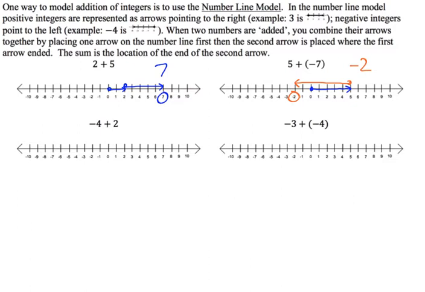Okay, negative 4 plus 2. We start with a negative 4, which is an arrow to the left 4. And then we're going to go to the right 2 from the end of that. And it looks like we end at negative 2. So our answer is negative 2. Next, negative 3 plus negative 4. We start with the negative 3, which is an arrow from 0 to negative 3, 3 units long. And then negative 4 is going to be 4 units again in the negative direction, giving us an answer of negative 7. That is the number line model.